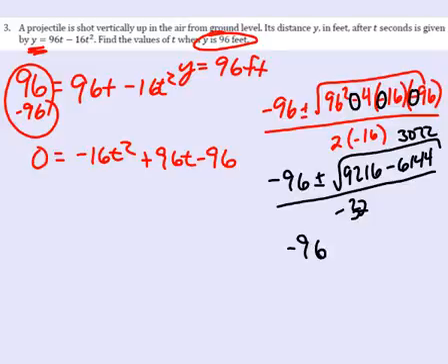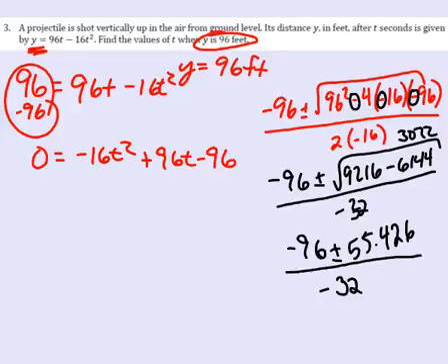So when I square root that 3,072, I get approximately 55.426, divided by a negative 32. Alright, let's add it first. Usually what I do is type negative 96 plus 55.426, divide that by negative 32. You're going to have t equal to 1.27. That's one answer.